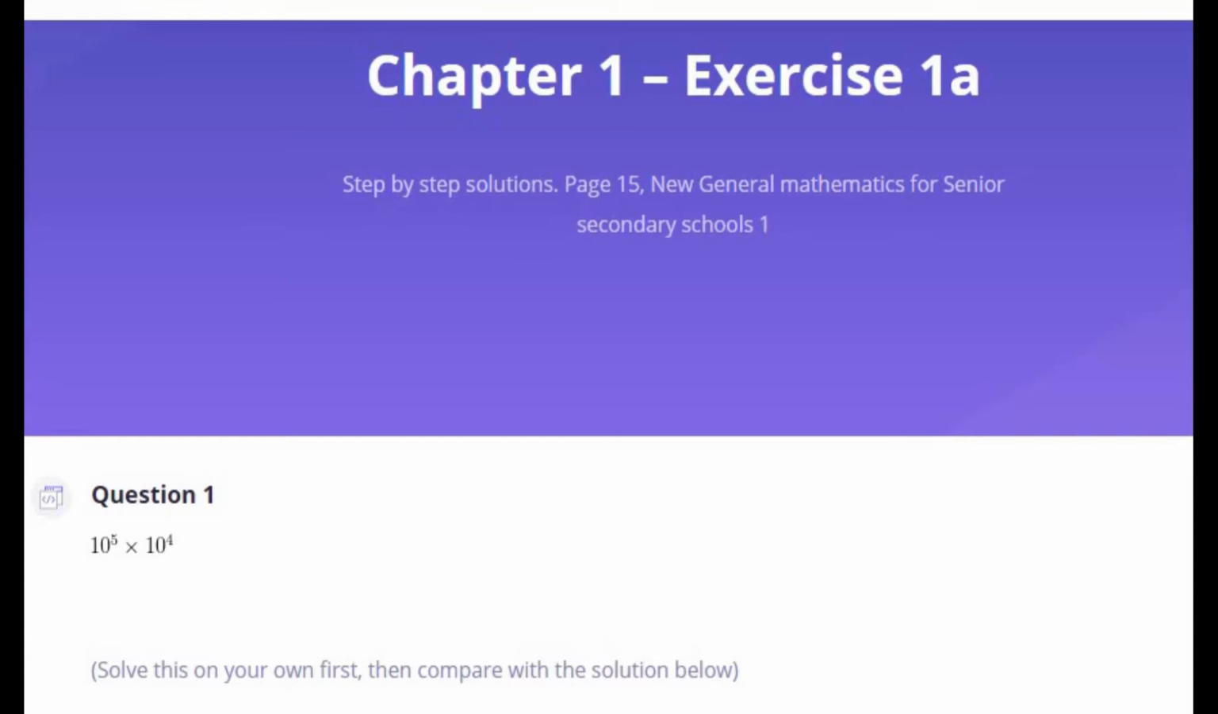Welcome to the Funds Chip Math Academy. Today we'll be solving question 1 under exercise 1A, chapter 1 of your New General Mathematics for Senior Secondary School, Book 1.